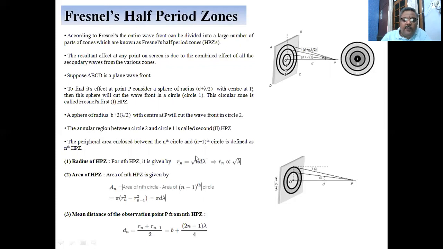But when we find the area of the half period zone, which is equal to the area of the bigger circle minus the area of the inner circle, we see that the area is independent of the number of the zone. That means all the half period zones have the same area, which is pi d lambda. The mean distance of the observation point P from the nth half period zone is called dn, and this is the expression for that.